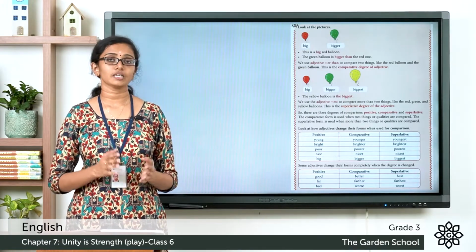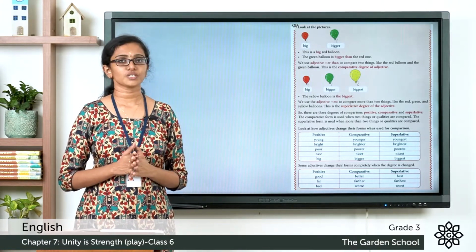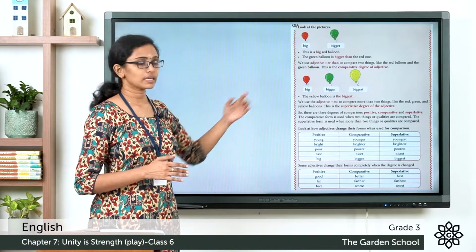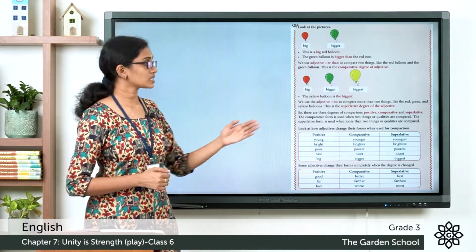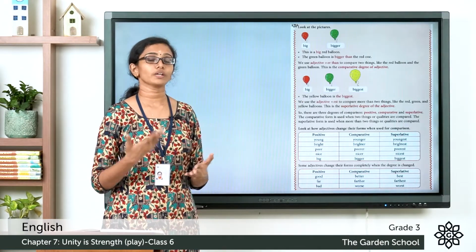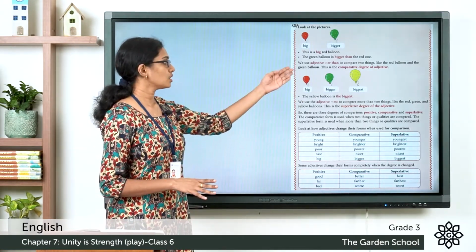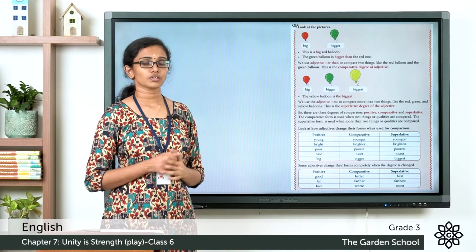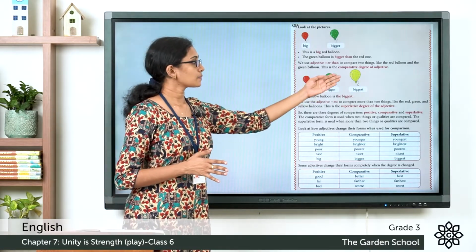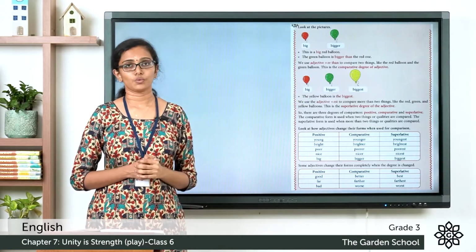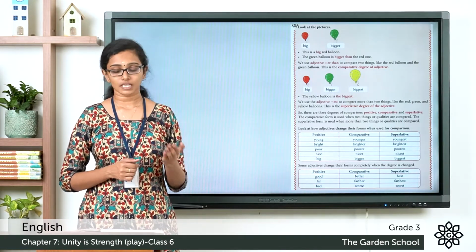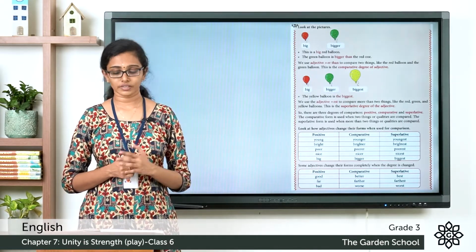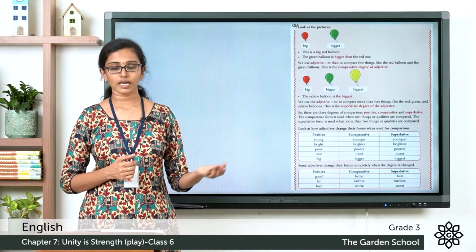Here you can see three balloons. The first one big and red in color. The second one bigger and green in color. And there is a third balloon here which is more in size compared to both red and green balloons. So how do you say it? It is the biggest among the three balloons. Let's read the note. Here we use the adjective plus est. We use the suffix est to compare more than two things.